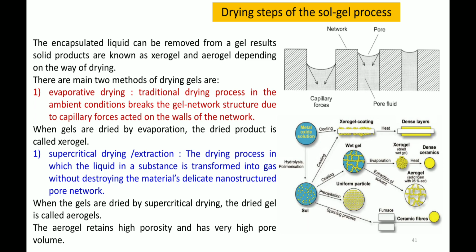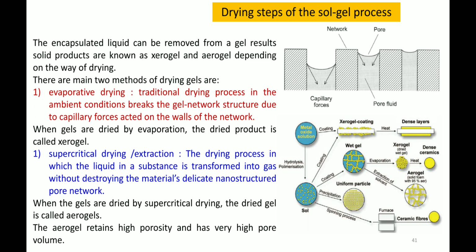One is evaporative drying. This is a traditional drying process in ambient conditions, and there is no control over the rate of heating. That will break the gel network structure due to capillary forces acting on the walls of the network. When gels are dried by evaporation, the dried product is called a xerogel.